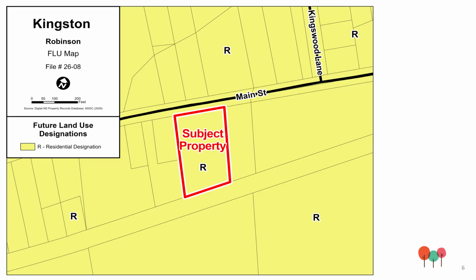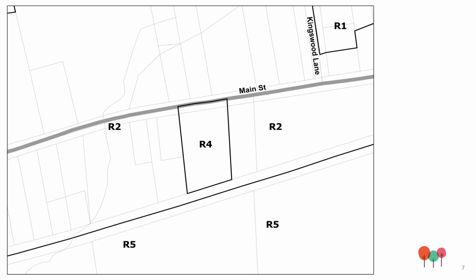the residential designation. As both the residential 1 and 2 unit R2 and the residential multi-unit R4 zone are within the residential designation, this means the municipal planning strategy does not prohibit the rezoning of the land if all other policy components are met. And so this is a potential resolution map that shows what the zoning would look like if the application was approved.